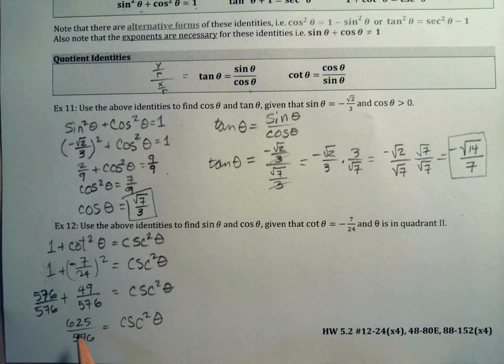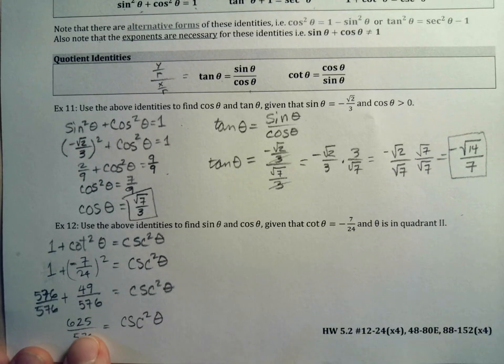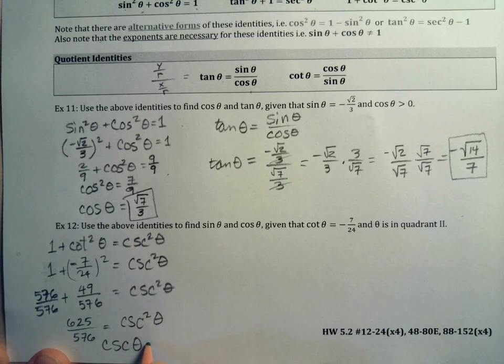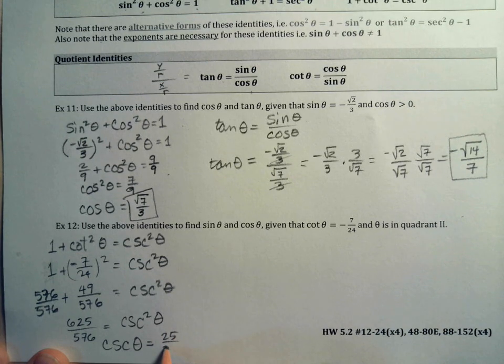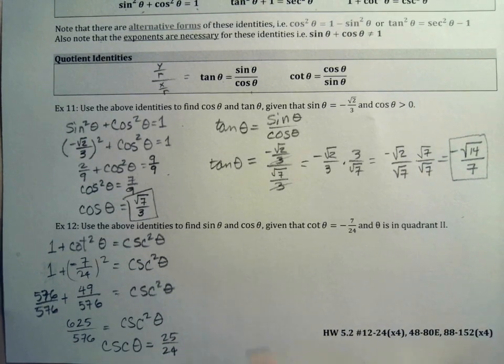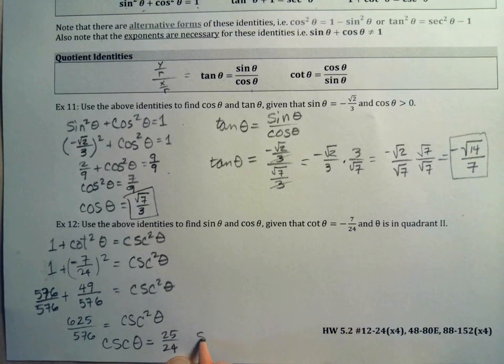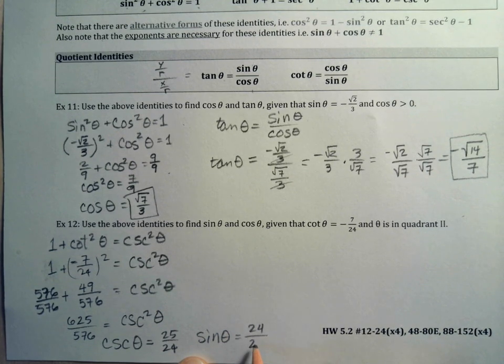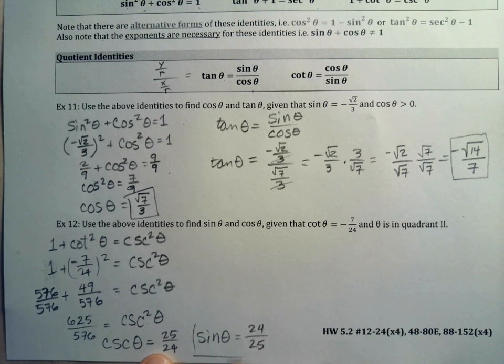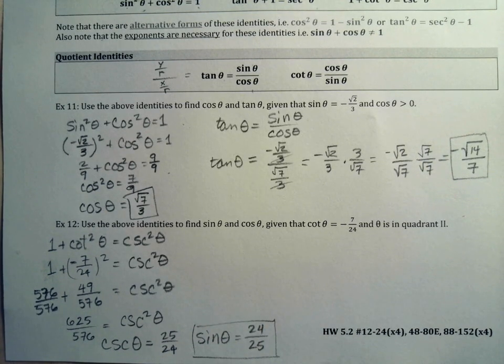These are both perfect squares, so that's nice. We're in quadrant 2, so I know this is going to be positive. So I take the square root of both sides, second quadrant, so this is just the positive. So cosecant theta is simply equal to 25 over 24. Of course, we weren't asked to find the cosecant, we're asked to find the sine, so we simply do the reciprocal using our reciprocal identity. Sine theta equals 24 over 25. So that's the sine, and then cosine.